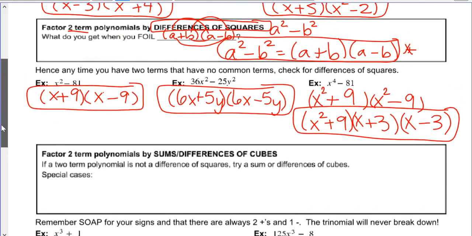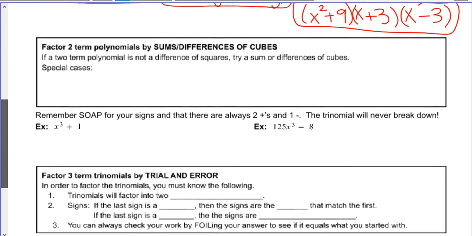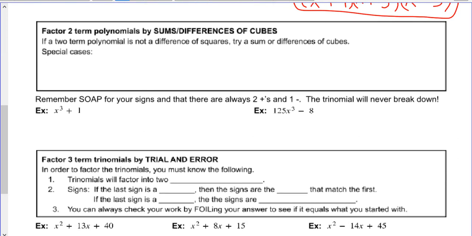All right, so that was a two-term polynomial as the difference of perfect squares. Now we're going to look at two-term polynomials that are the sums and differences of cubes. So think about your cubes. If you remember those, 1, 8, 27, 64, 125, 216. Those are all numbers that you need to recognize as perfect cubes. And so, if a two-term polynomial is not a difference of squares, try a sum or difference of cubes. So here's two special cases.